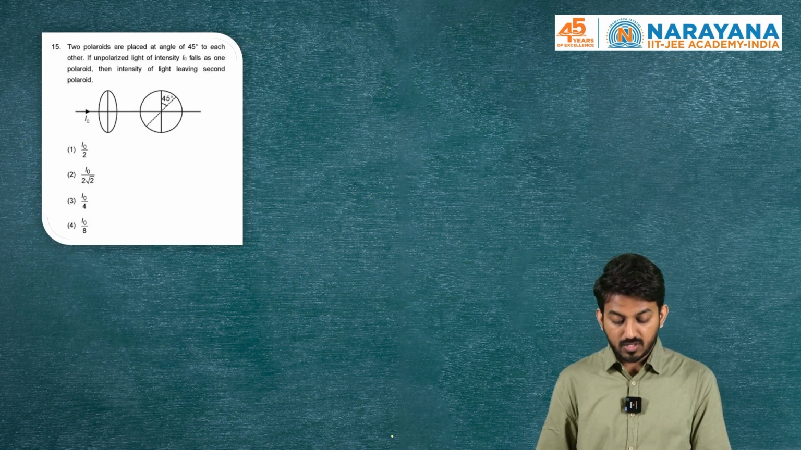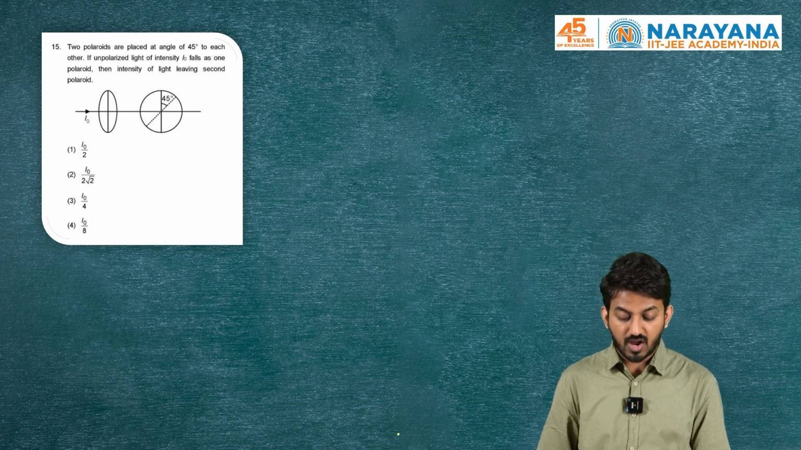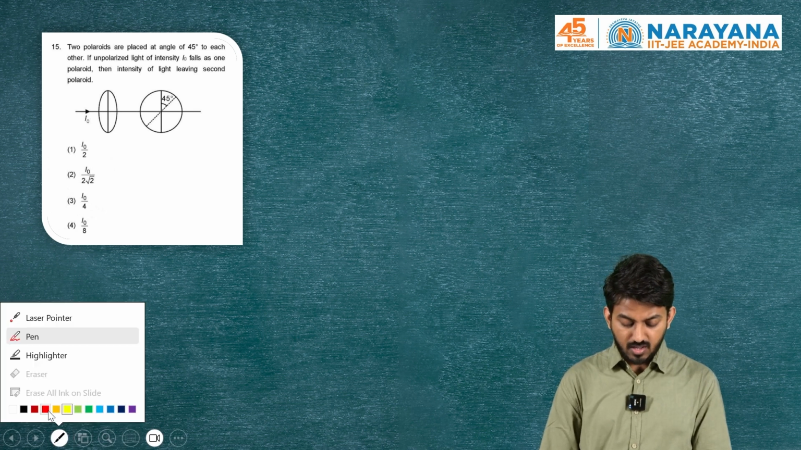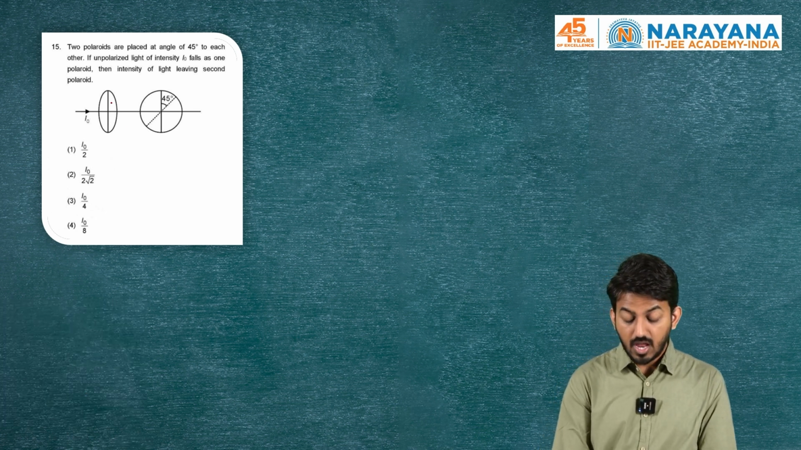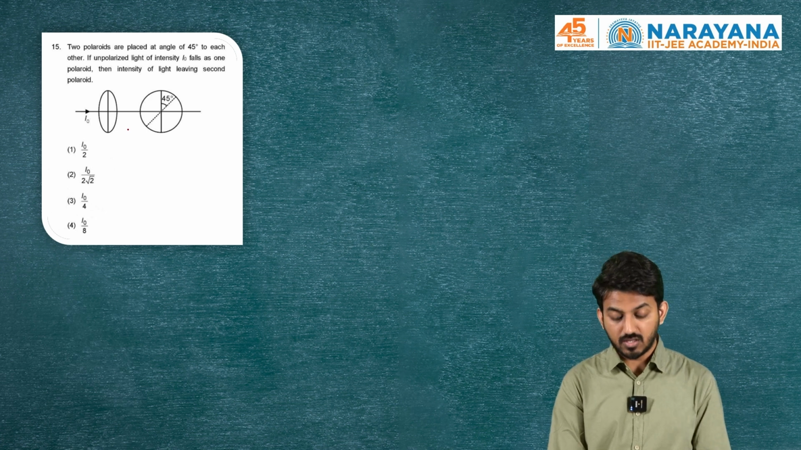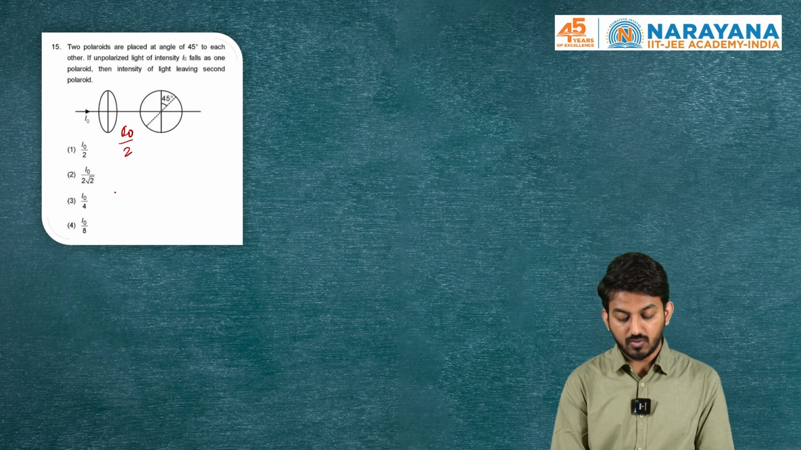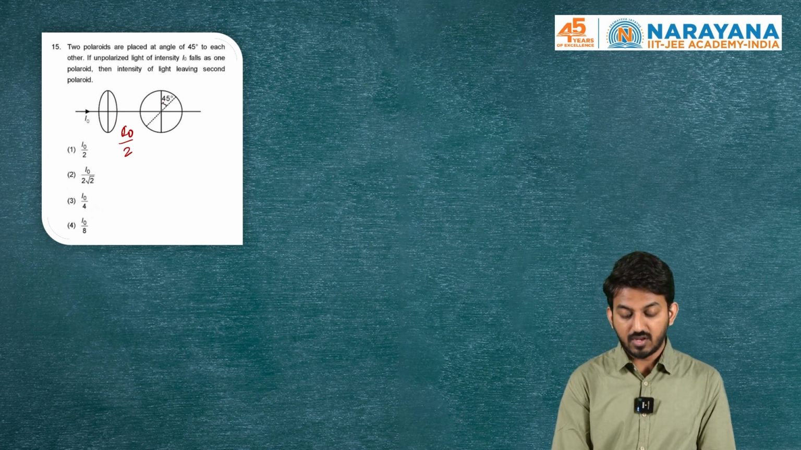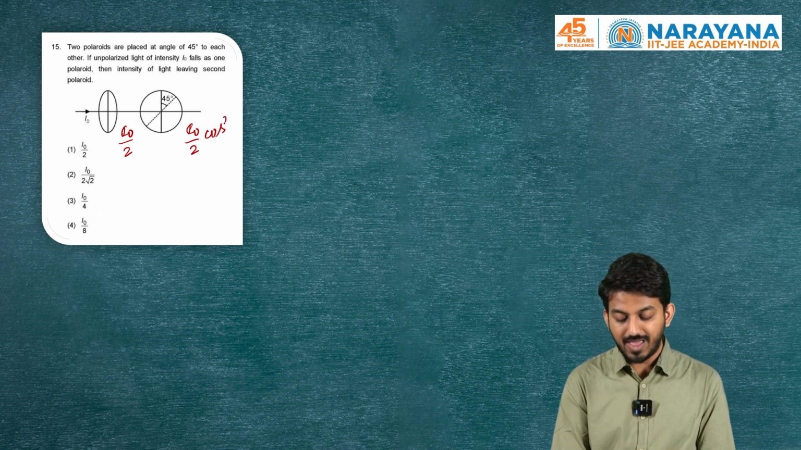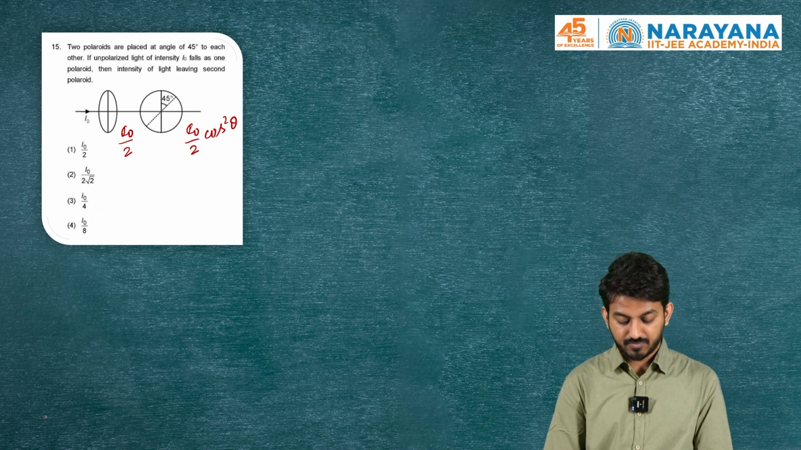Next, we have two Polaroids here, and the angle is said to be 45 degrees for the first one, and we have unpolarized light incident on the first Polaroid. Now, this is a very simple question. When unpolarized light passes through a polarizer, the intensity becomes half, so I naught by 2. And then we have the next polarizer. The intensity in that case is going to be I naught by 2 multiplied by the cosine of the angle between the polarizers.